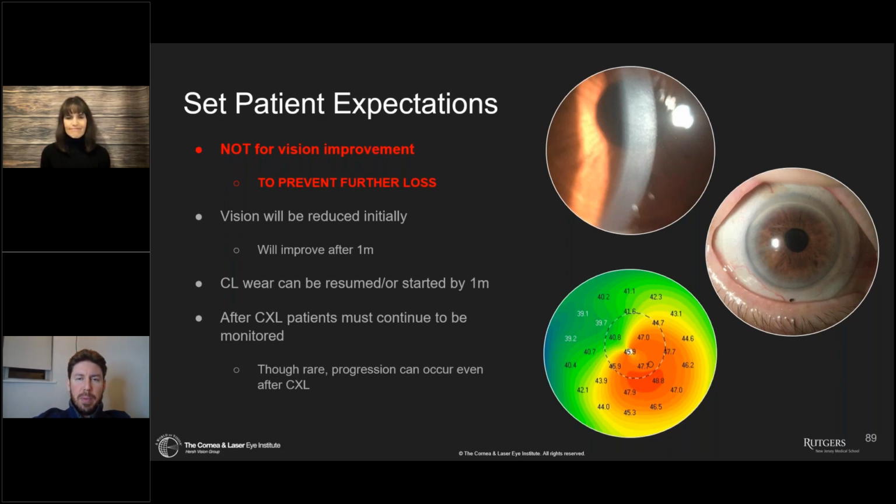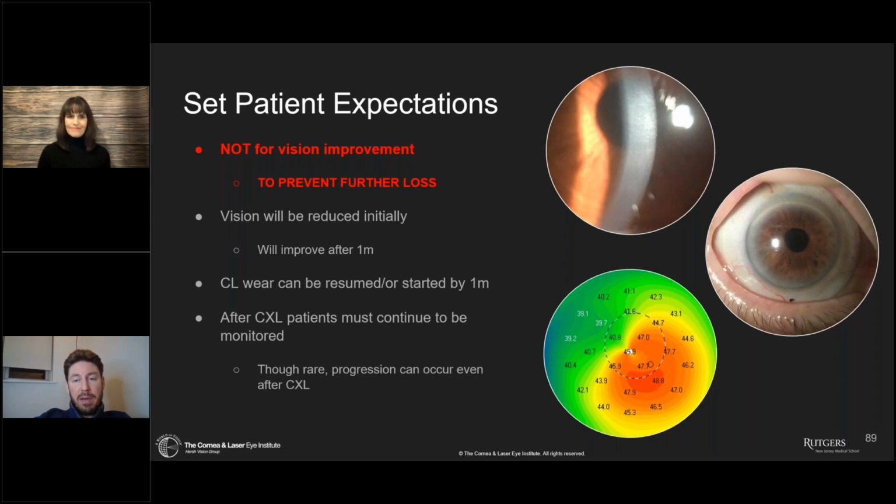Yes. Now, the big one on this is setting expectations for the patients. Let them know that this is not to improve your vision. The purpose of this is to prevent further loss of vision. Many individuals, when we were first doing this, were very upset afterwards, saying, my vision isn't any better. That is not the purpose of it. The vision will initially be a little bit reduced, and it will start to improve after the 1 month mark.